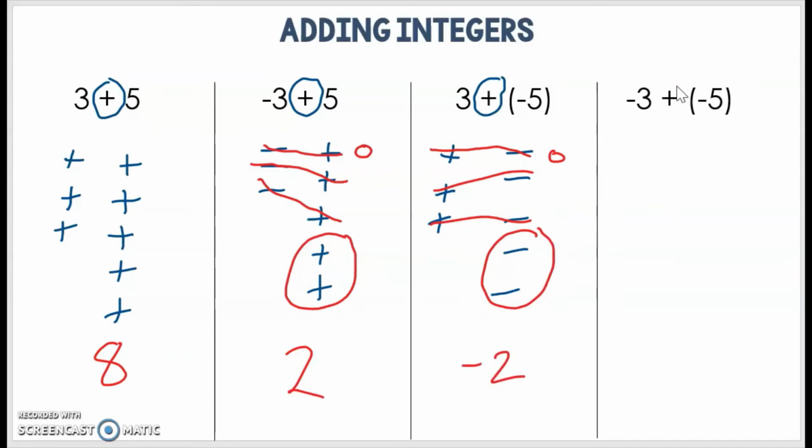Last addition one we'll do: -3 plus a -5. I have 3 negatives, and I'm combining that with 5 negatives and no zero pairs, and I am left with -8.